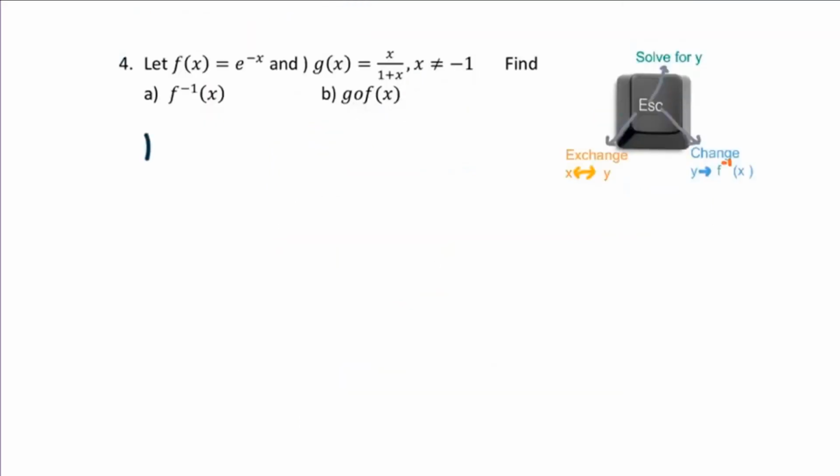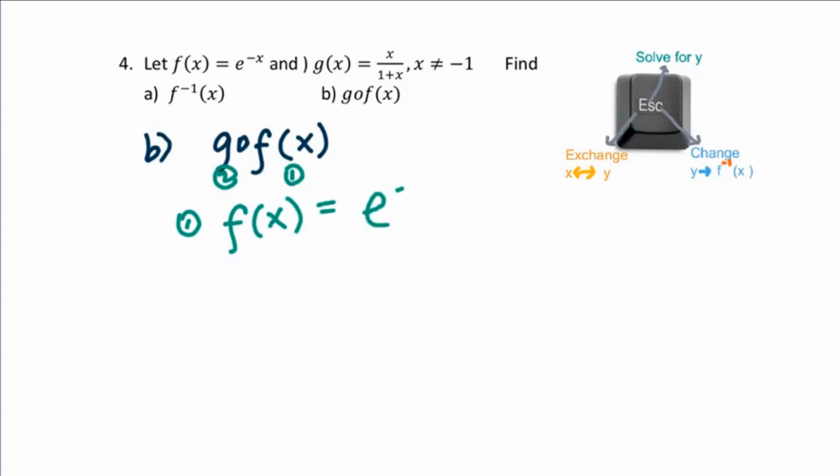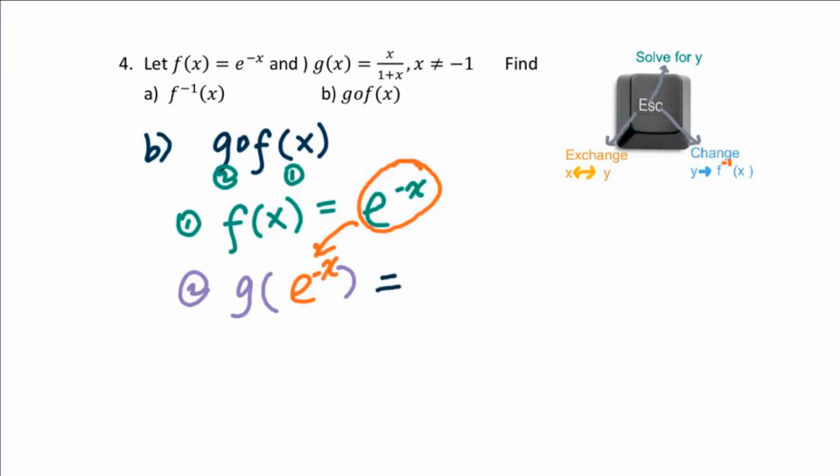Now let's go to B. I'm looking for the composite function g of f of x. Still inside first. First step, I'm looking for f of x. That is e to the negative x power. Then second step, I go to the g function. Whatever you got over here, drop down. We got e to the negative x power here. So we got every single x for the g function turning into e to the negative x power.